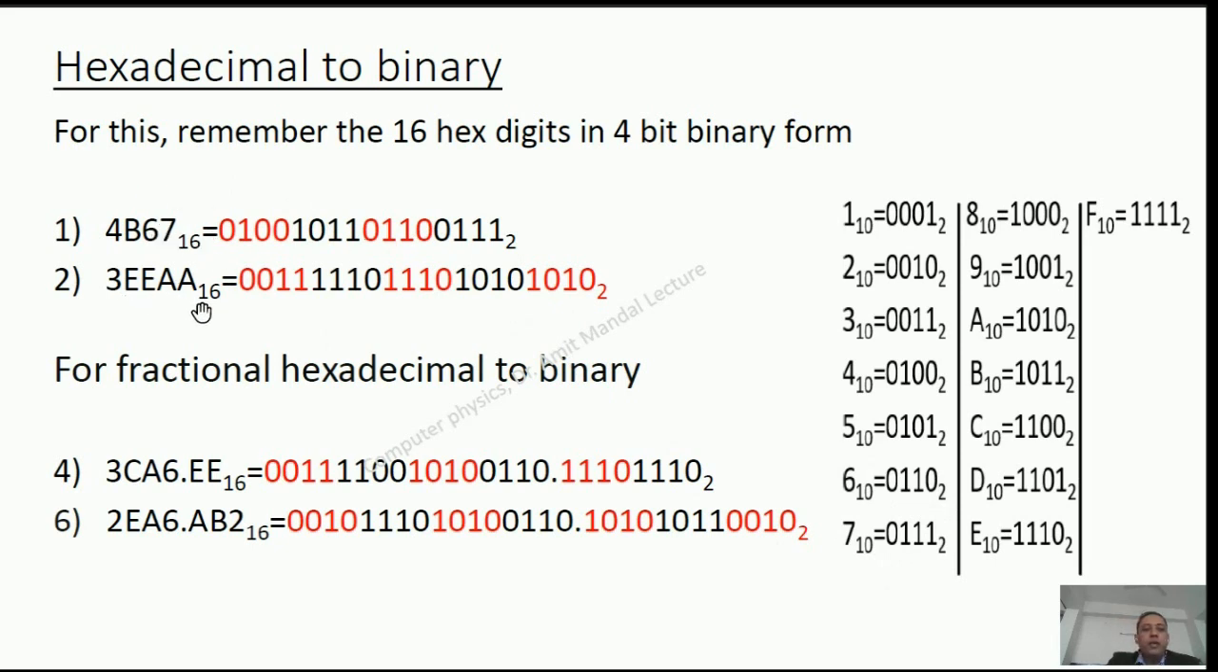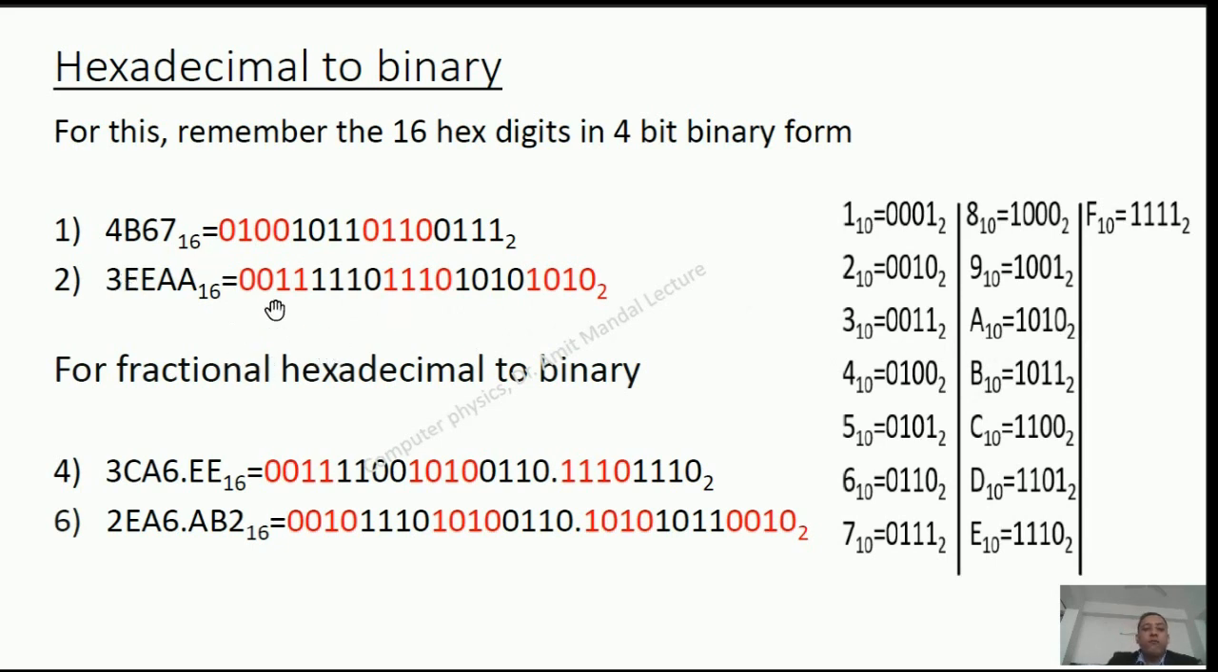Similarly, 3EEAA base 16. For 3, the 4-bit representation is 0011, so I have written that. For E, it is 1110, so 1110. Again E, again 1110. And for A, it is 1010, so 1010. And again A, so 1010 once more. So this is the binary representation of this hexadecimal number.